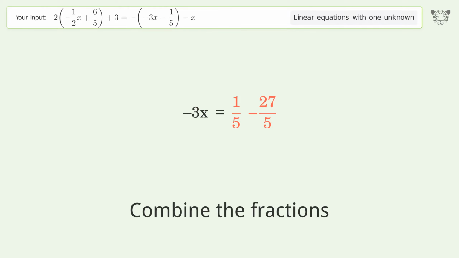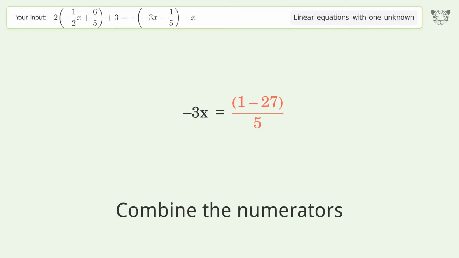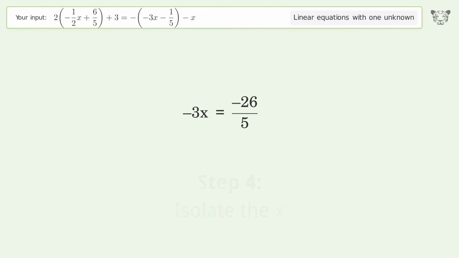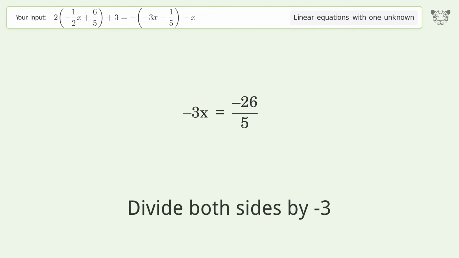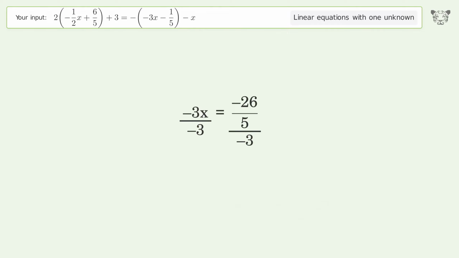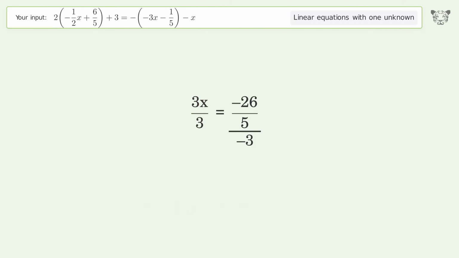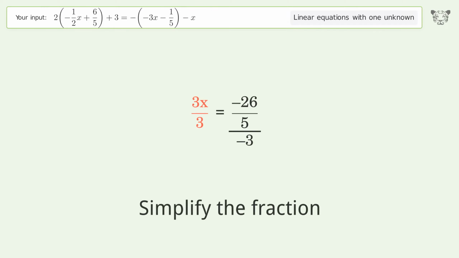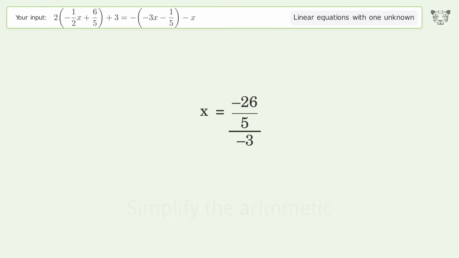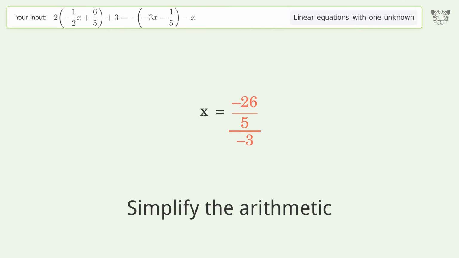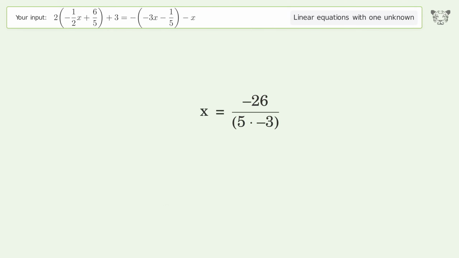Combine the fractions. Combine the numerators. Isolate the x. Divide both sides by -3. Cancel out the negatives. Simplify the fraction. Simplify the arithmetic. And so the final result is x equals 26/15.